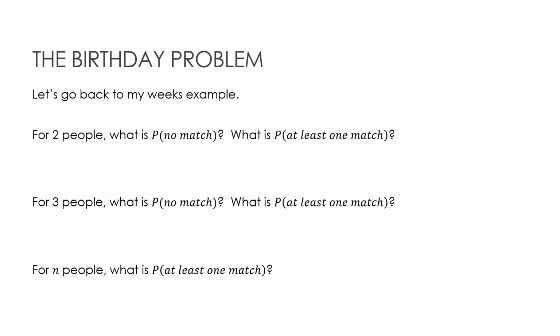So before we go through the math, let's go back to the weeks example because the math is going to be the same. So for 2 people, what's the probability that there's no match? The first person can choose any day of the week he or she wants. The second person can choose any day except for whatever day this guy or girl chose. So essentially, my answer is 6/7. So that's the probability for no match.